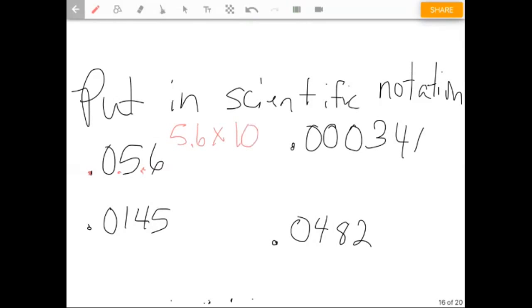So now here's my decimal. I want to get it back to where it was. So I have to move to the left 2. So if you're going to the left, it's to a negative exponent. So negative exponents are tiny numbers.